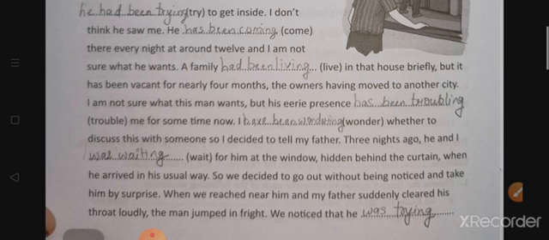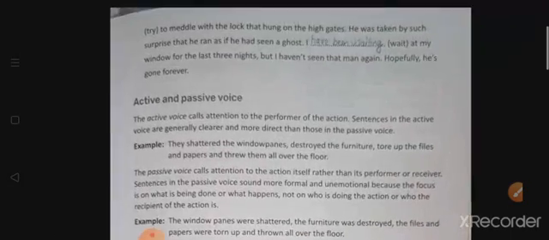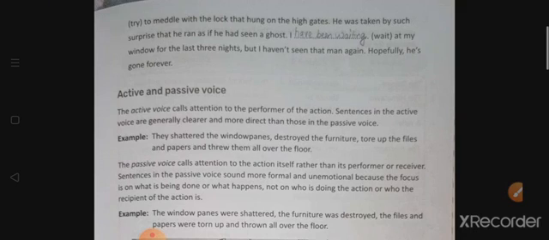3 nights ago he and I was waiting for him at the window. That means his father and he both were waiting at that time. So that's why we are just going to use past continuous. Hidden behind the curtain when he arrived in his usual way. And there, at that moment he arrived over there. So we decided to go out without being noticed and take him by surprise. When we reached near him and my father suddenly cleared his throat loudly, the man jumped in fright. We noticed that he was trying to meddle with the lock that hung on the high gates.